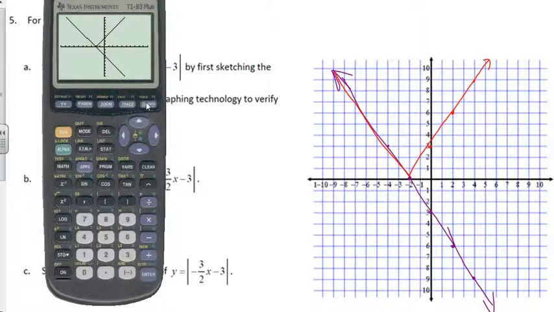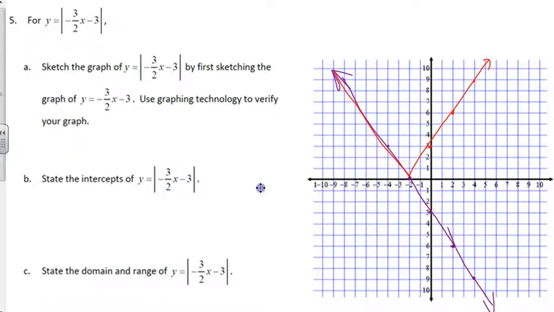Okay, so there's the absolute value. So we have graphed this. The graph we're looking at and the graph that the calculator shows us are the same. Okay, so we've used technology to verify our graph. So let's put a little check there. State the intercepts. There are 2. What are the intercepts? Just stating them.